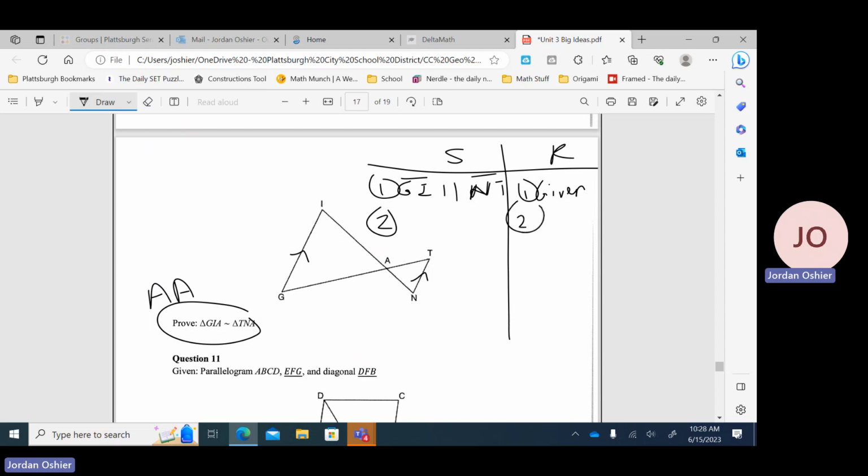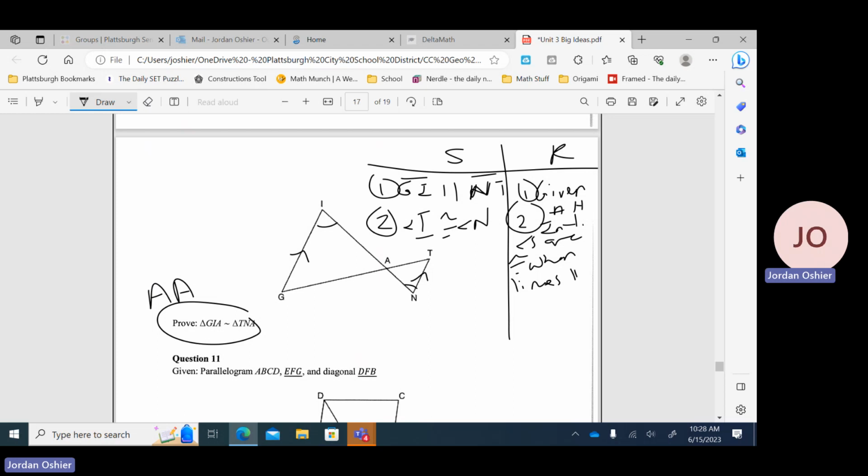Anytime you're given parallel lines, you want to find those alternate interior angles. There are two pairs. I'm picking angle I is congruent to angle N. My reason is, I can't write this small, but alternate interior angles are congruent when lines are parallel. I'm saying it out loud because that's really messy.